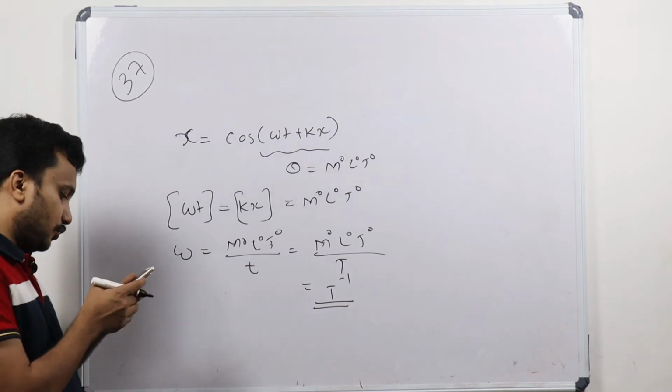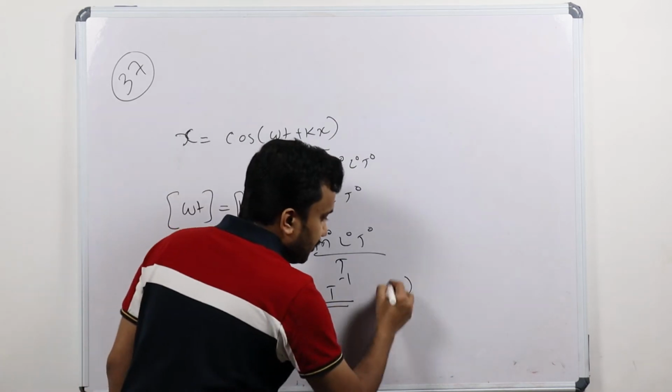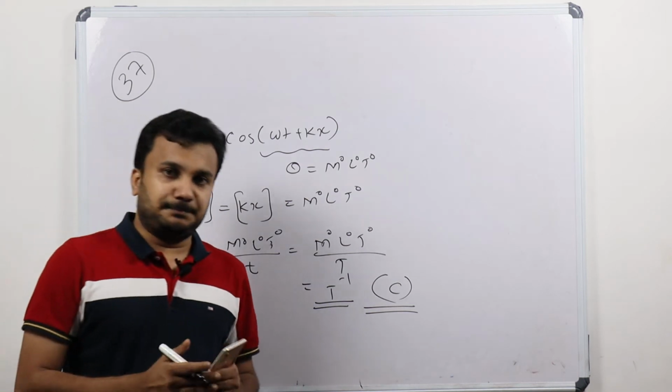So what is the matching option? M raised to 0, L raised to 0, t power minus 1. Option C is the right answer for question number 37. Okay, let's move.